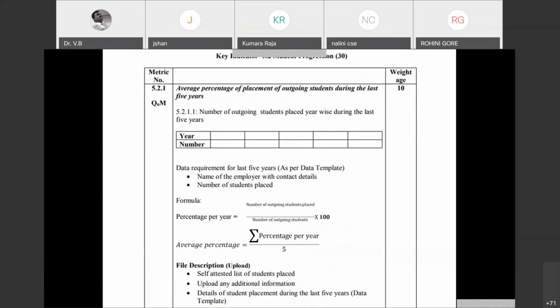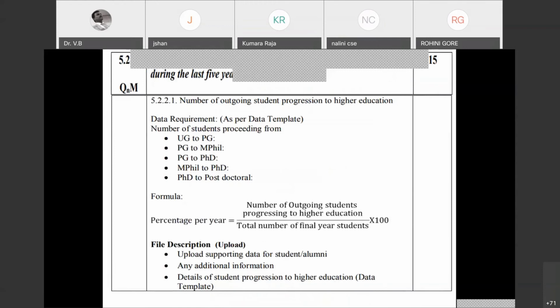Next is percentage of placement. So this data should be cross-verified both by the department and the placement cell of the institution. Here, once you specify the number of outgoing students, then you need to have an individual placement record for each and every student, the appointment order of the student. Company-wise records should be maintained for each and every individual student. Then students who have gone for higher education.